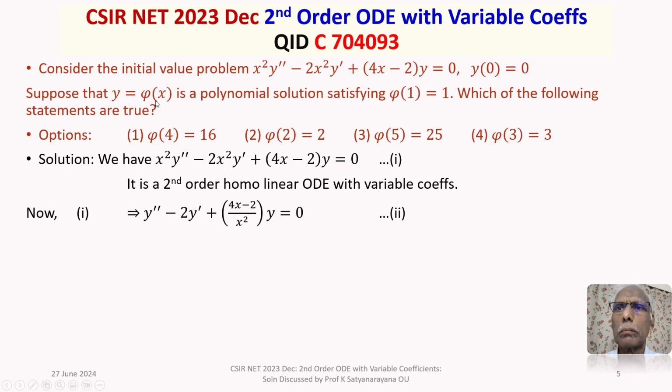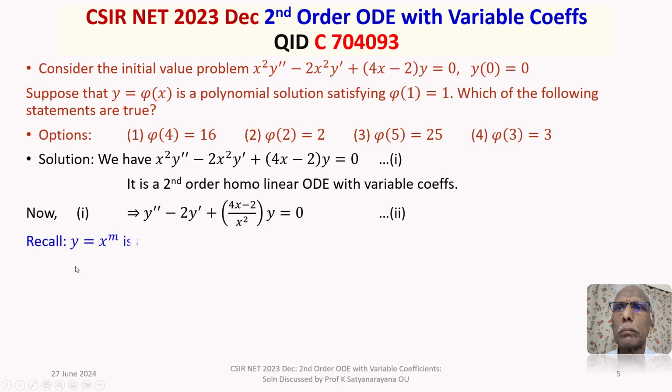If phi of x is equal to x square, which satisfies phi of 1 is equal to 1, and if it satisfies the given differential equation, then phi of 4 is 16, phi of 5 is 25. Therefore, option 1 and option 3 are the solutions. It is only a sort of guesswork that we are making, and such guesswork will help you manage the time because time will be very short. Otherwise, if you want to do it fully, it will take a long time.